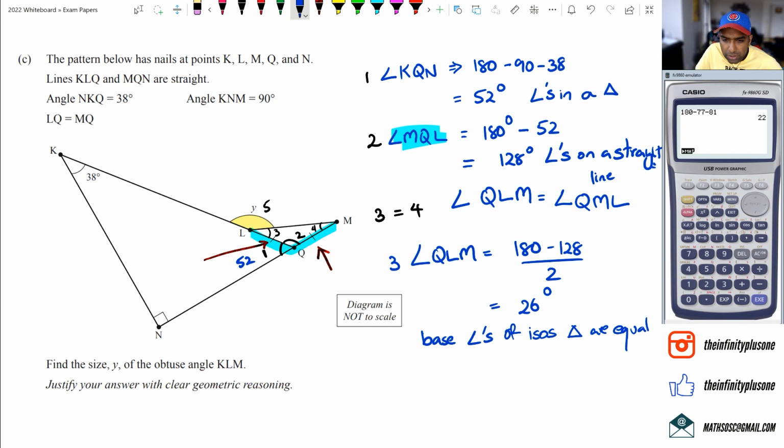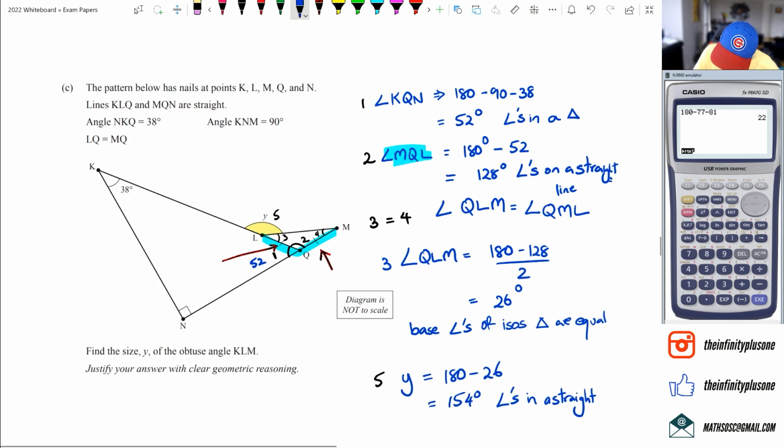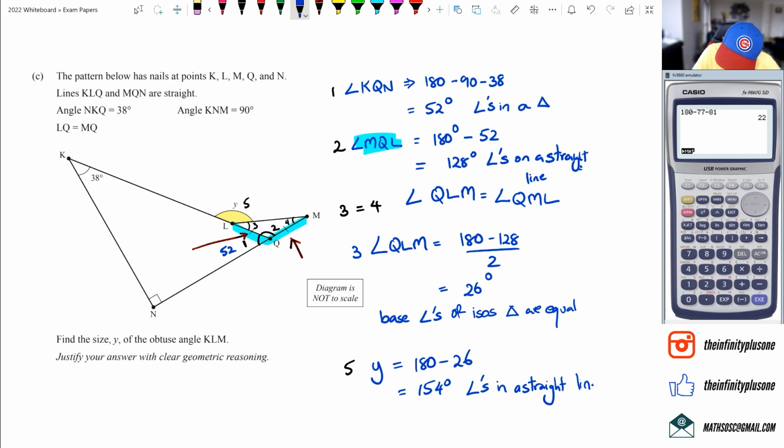So that's part angle 3, which means finally I can work out what angle 5 is, which happens to be y. So we can say y is equal to 180 take away angle 3, which is 26 degrees, which is going to give us 154 degrees, and that's because it's angles in a straight line.